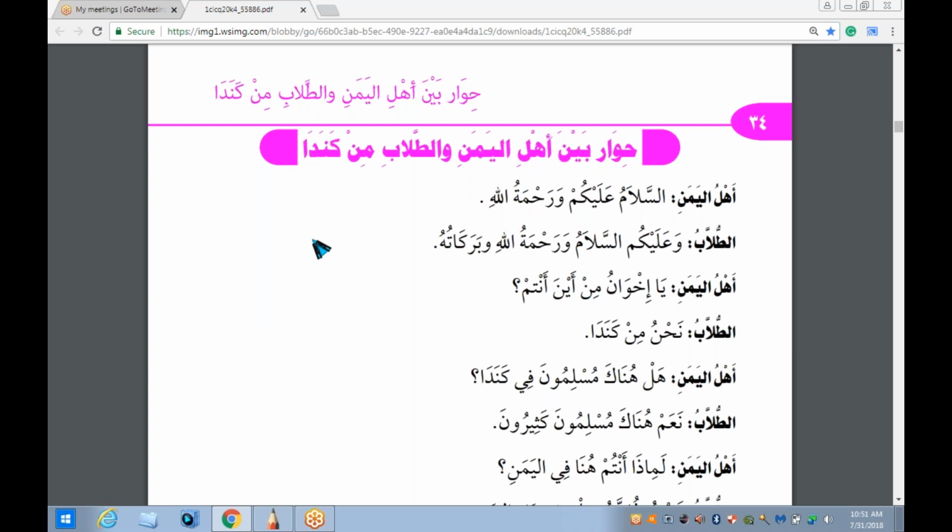هناك is an ism ishara. When it's a noun, you point, over there. هناك is something that's far away, and you're pointing to it. Are there Muslims there in Canada? That's what this means. It's like as if you're pointing. It's called the noun of pointing, ism ishara. Ishara means to point.